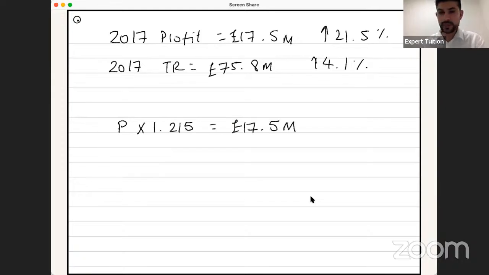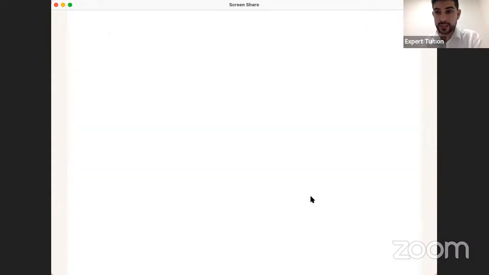Again, do it as just the letter M at the end of the answer, for million. If that's the case, then I want to work out P. I need to rearrange that formula to make P the subject of the formula. Very straightforward. P is now going to be equal to 17.5 million, and I divide that by 1.215. Whatever that is, that's going to give you the profit in 2016.